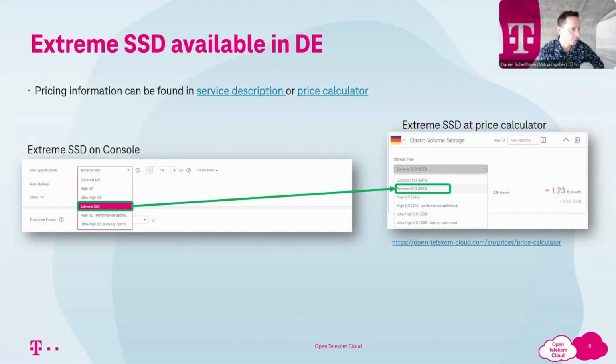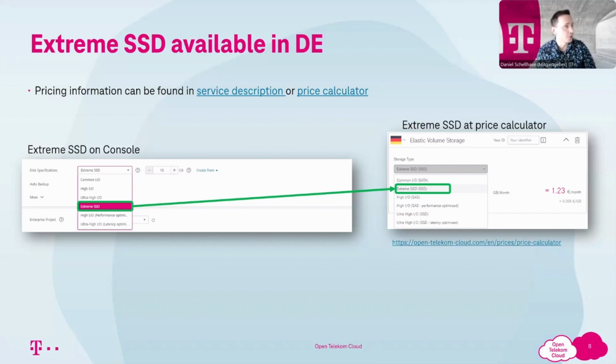You can find the pricing information inside our service description or in our price calculator. When you look into the OTC console, you can see that you now have the Extreme SSD type as an option. You will find it on the price calculator too, so all the integrations are done and you can conveniently find all pricing information inside our calculator.